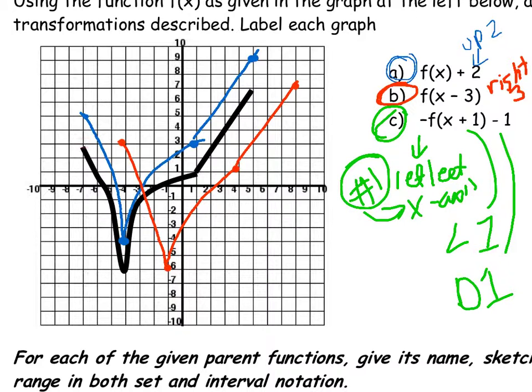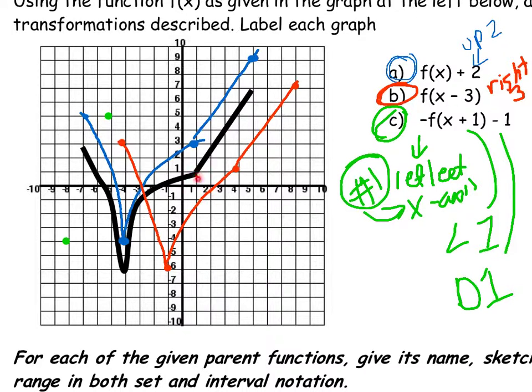So if we start with this point, when we reflect it, right now it's 3 units above the x-axis. It'll reflect to 3 units below the x-axis, go left 1, down 1, which will put my point right there. Then we have our point below, which is 6 units below. It will reflect to 6 units above, go left 1, down 1, and that will be my next point.